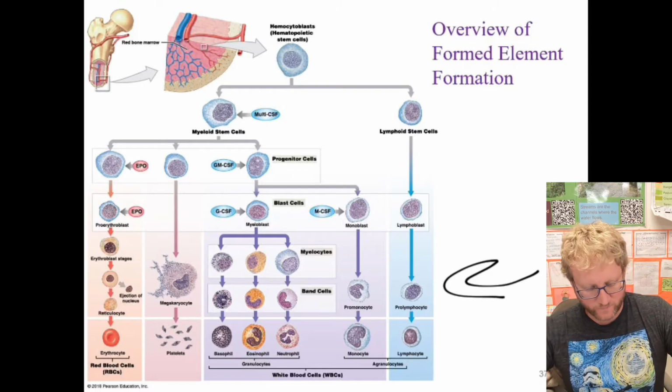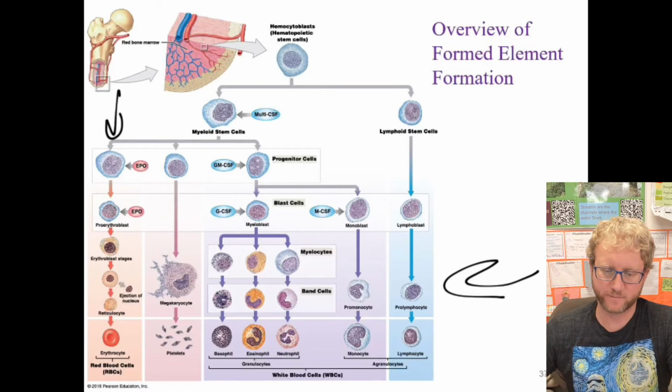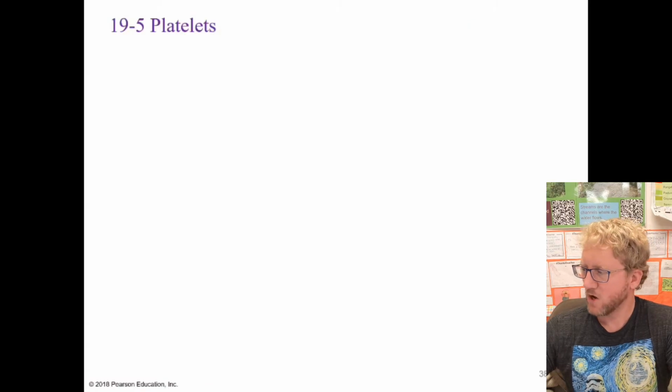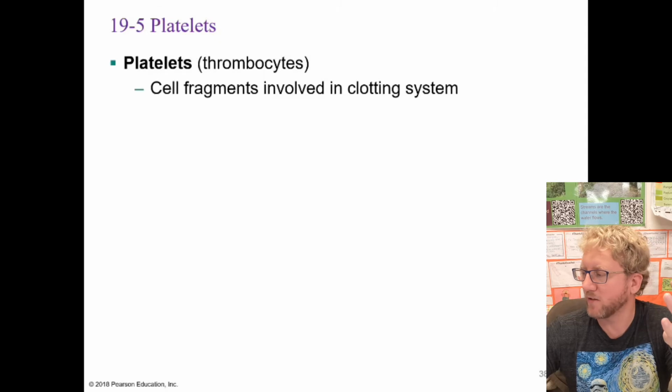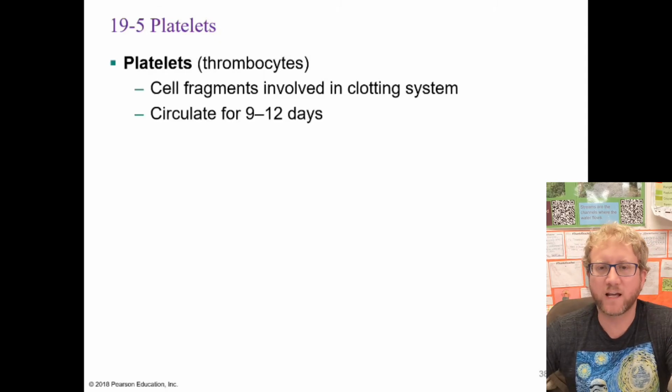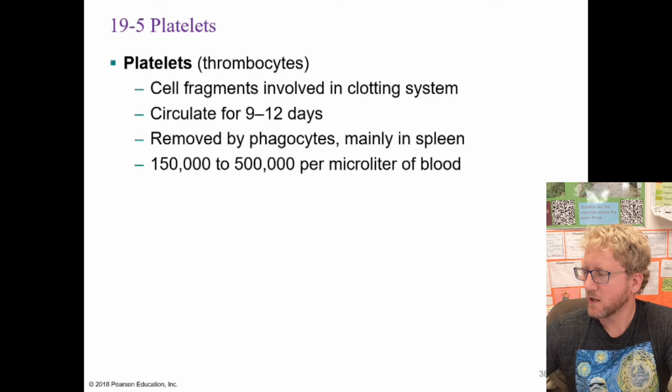We focused on red blood cells, and now we're actually going to move into platelets. Platelets are also known as thrombocytes. These are cell fragments that are really important in the clotting system. They circulate for about 9 to 12 days, and then they deteriorate and are recycled. We make new ones. They're removed by phagocytes, primarily in the spleen.